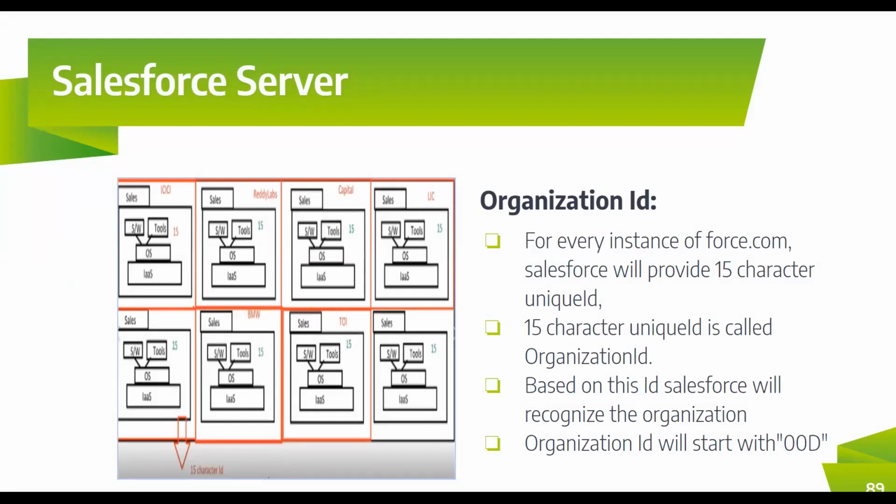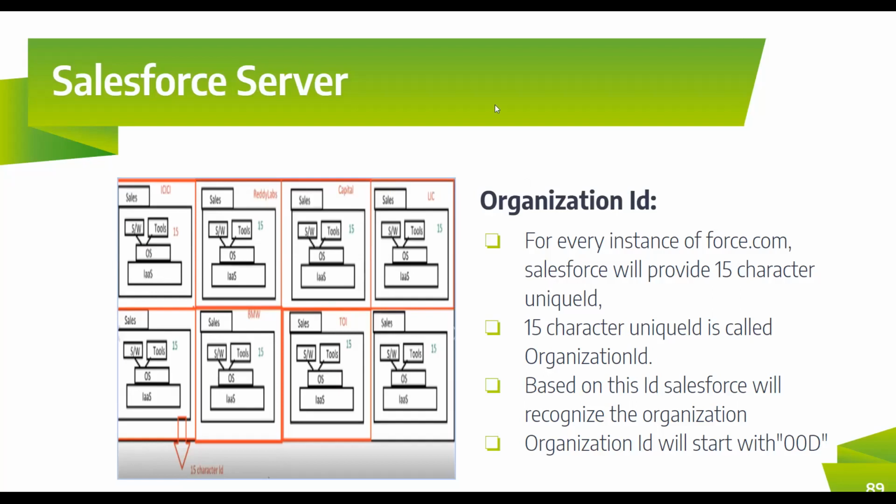The organization ID is going to contain a 15 character unique ID. So every Salesforce will have an instance, this is the instance of force.com, right? Salesforce is going to provide a 15 character unique ID, which is called the organization ID. Based on this ID, Salesforce is going to recognize the organization. Actually the organization ID starts with 00D.